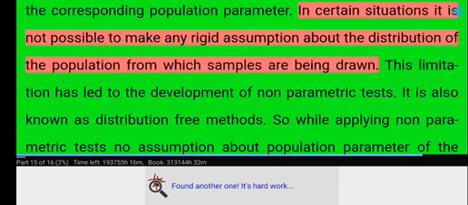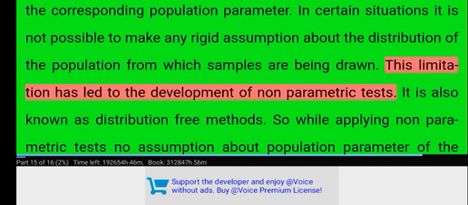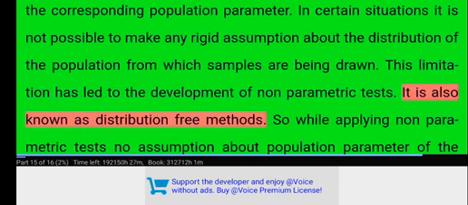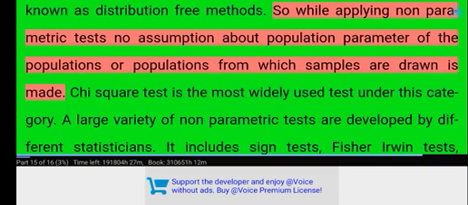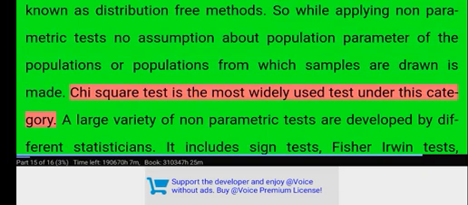In certain situations it is not possible to make any rigid assumption about the distribution of the population from which samples are being drawn. This limitation has led to the development of non-parametric tests. It is also known as distribution-free methods. So while applying non-parametric tests, no assumption about the population parameters of the populations from which samples are drawn is made. Chi-square test is the most widely used test under this category.